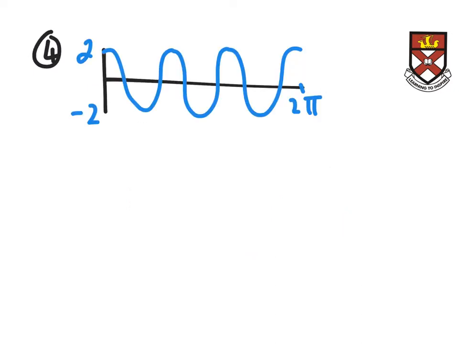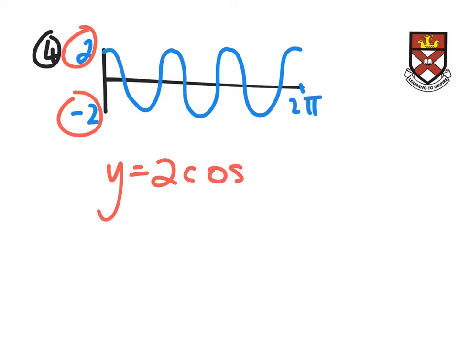Question 4. Name this graph. y equals, now because it goes up to 2 and down to negative 2, there's going to be a 2 in the front. It's a cos graph. Next thing we need to do is how many waves have we got? 1, 2, 3. So 2 cos 3x.